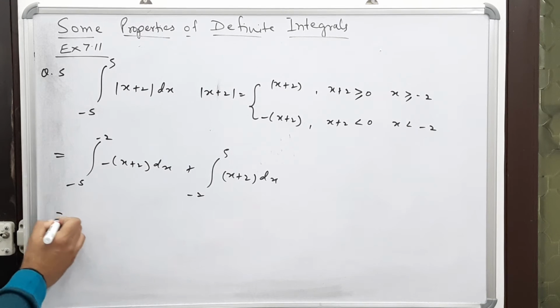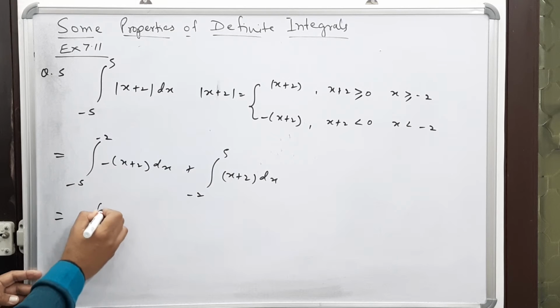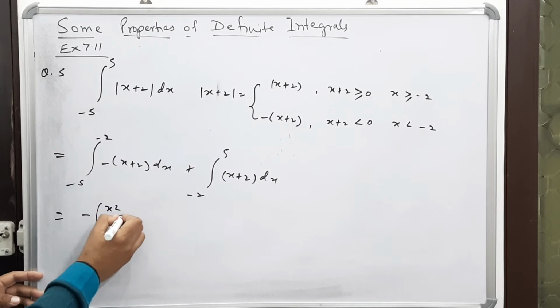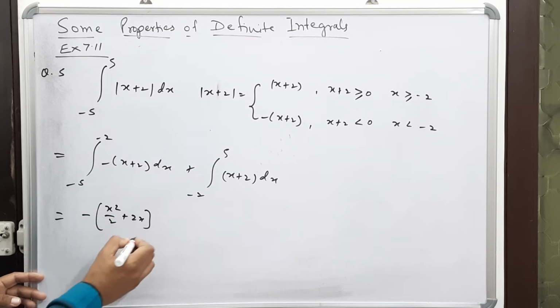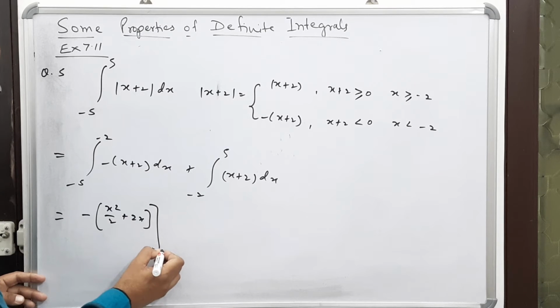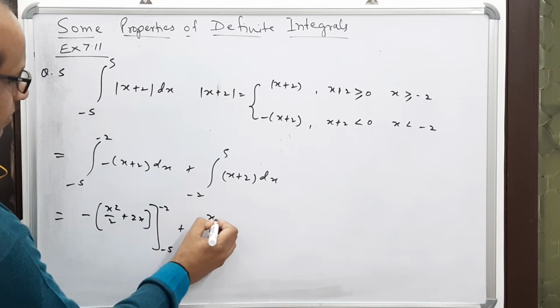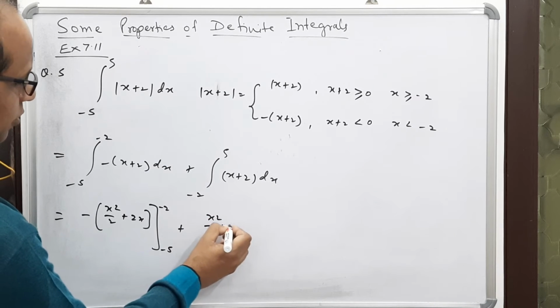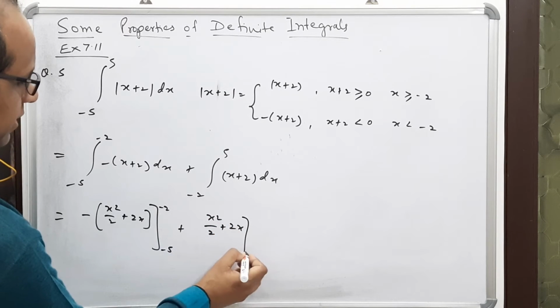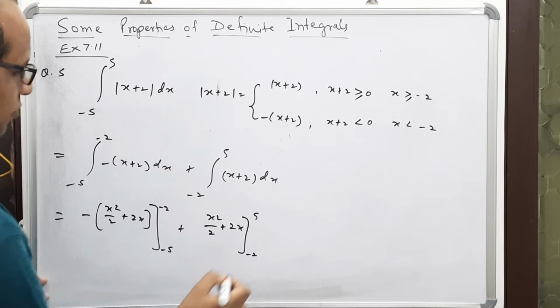Still I am writing a few steps. It is minus x square by 2 into 2x, and what is the limit here? -5 to -2. And here it is x square upon 2 into 2x, and here the limit is -2 to 5.